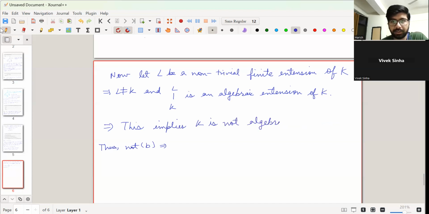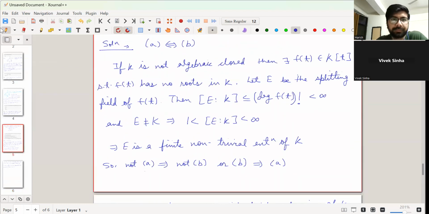Vivek, that is clear? Yes, sir. Fine. Because if it is algebraically closed, then all of its polynomials must have roots inside it, but it is having a non-trivial extension. That is an algebraic extension, so it cannot be algebraically closed. So not B implies not A, or A implies B. So A is the same as B, that is clear.